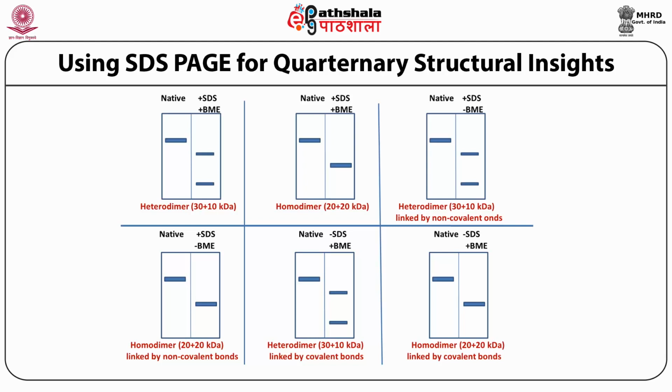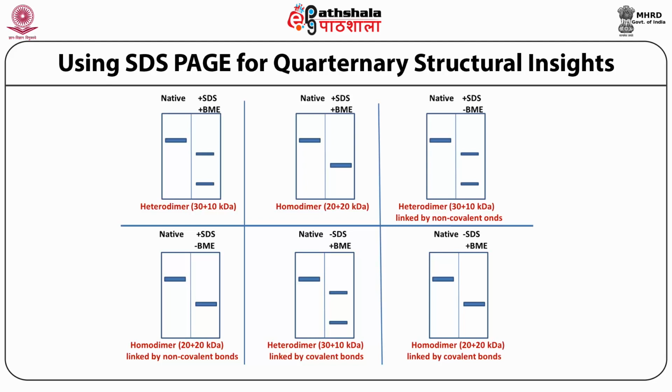In the fifth situation, we have a single band on the native gel, and we have two bands on a denaturing gel that uses only beta-mercaptoethanol without the SDS. This indicates that beta-mercaptoethanol has effectively cleaved the disulfide bonds between the subunits, thereby making it a heterodimer comprising subunits of 30 and 10 kilodalton respectively.